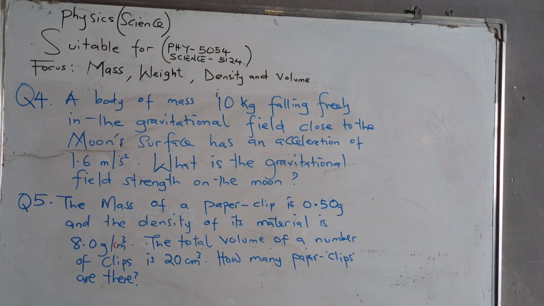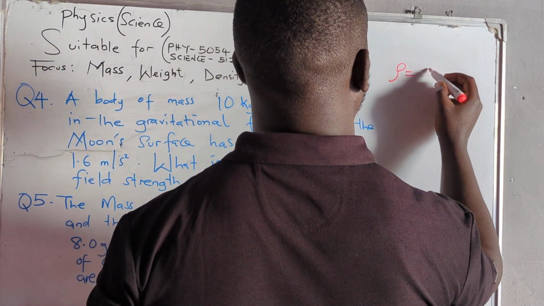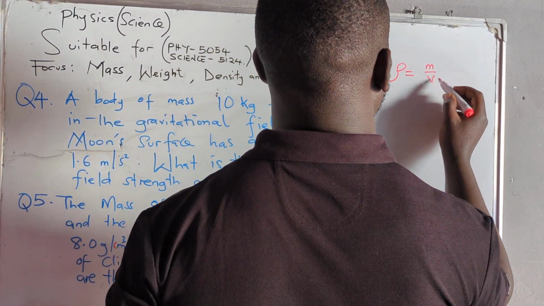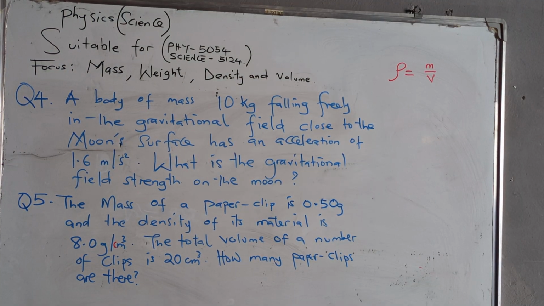How many paper clips are there? So I'm trying to find the number of paper clips given their total volume, and of course given their mass and the density of the material. Okay, so which formula are we supposed to use? We understand that density is equal to mass over volume. This one we all know.